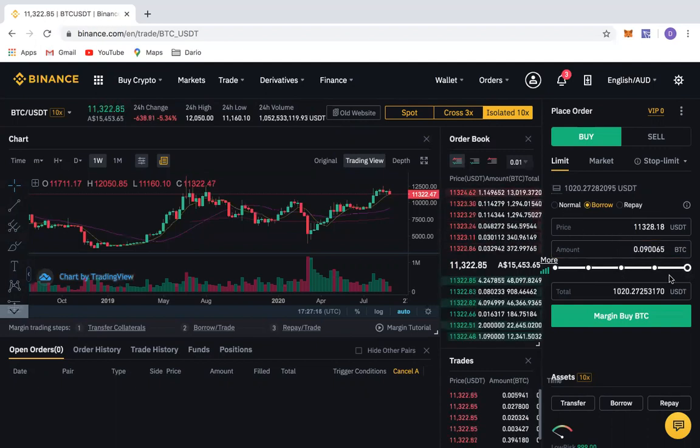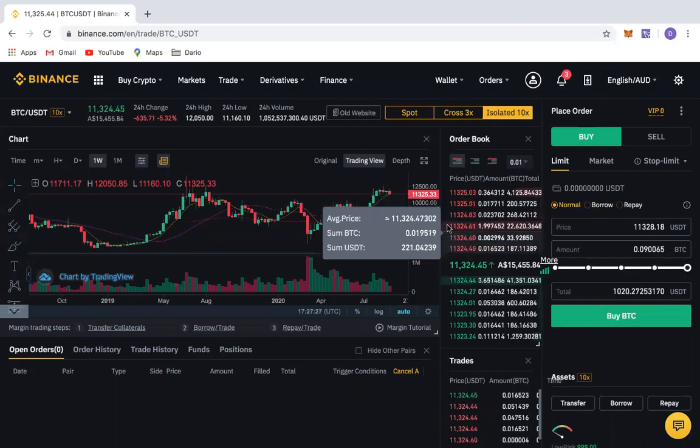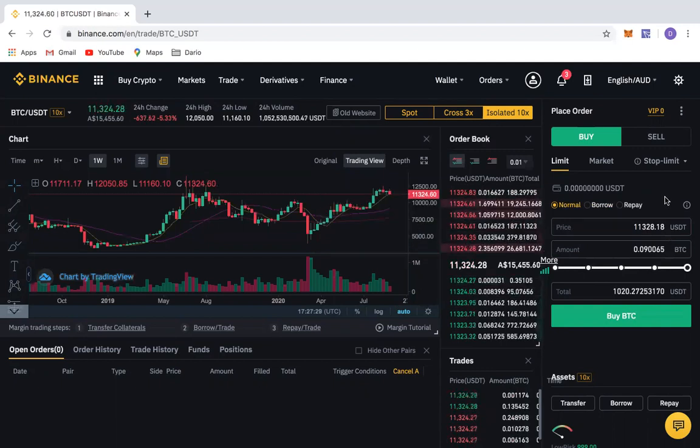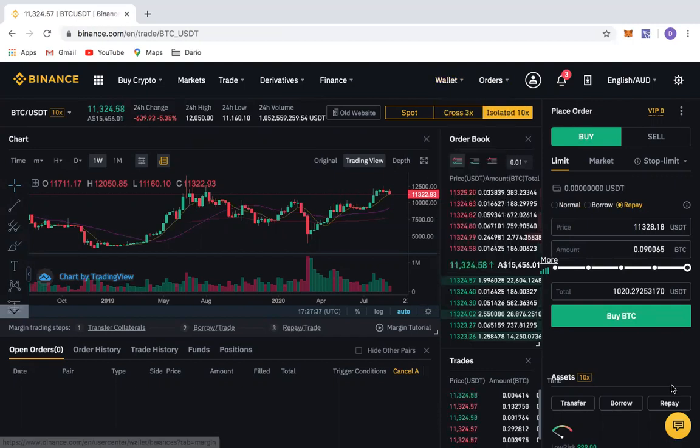After I buy, you have to remember, if you click normal and you sell your whole position, it's not going to repay it automatically like it would on BitMEX. You've already borrowed, you already repaid. You have to click repay, or you have to go into wallet, margin, isolated, and repay there. So this is the 10 times margin.